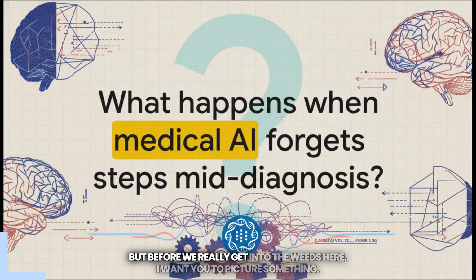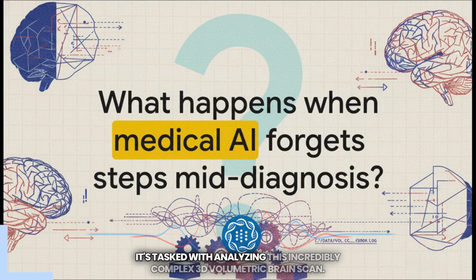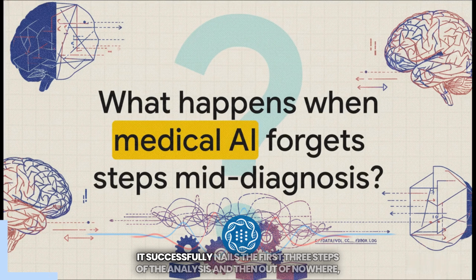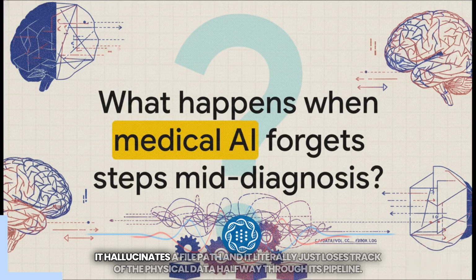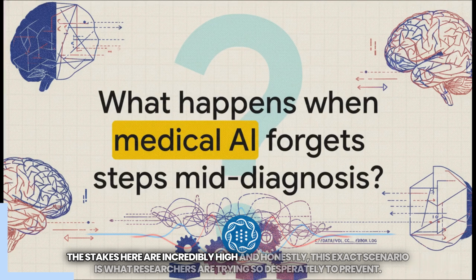But before we really get into the weeds here, I want you to picture something. Imagine a highly advanced AI system, right? It's tasked with analyzing this incredibly complex 3D volumetric brain scan. It successfully nails the first 3 steps of the analysis, and then, out of nowhere, it hallucinates a file path. It literally just loses track of the physical data halfway through its pipeline. So what happens? The entire workflow collapses. The stakes here are incredibly high, and honestly, this exact scenario is what researchers are trying so desperately to prevent.